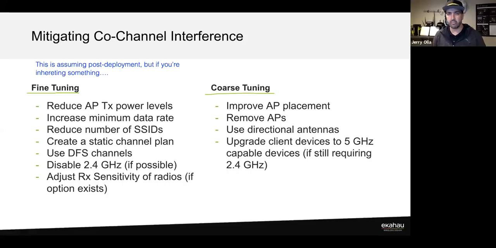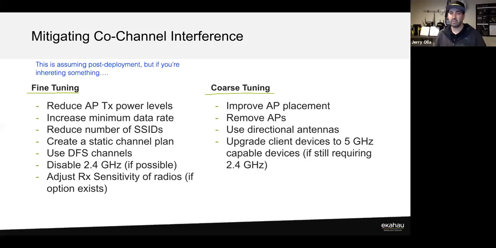But to Clayton's point about AP placement, I would say equally important is the antenna part, especially in this open environment. We can start with things like, if you've got the APs on the ceiling and you've got omnidirectional antennas, certainly lowering the transmit power might help mitigate some of that co-channel interference.